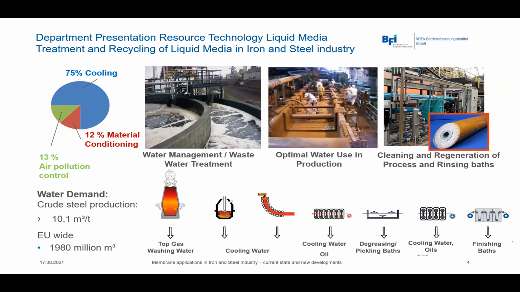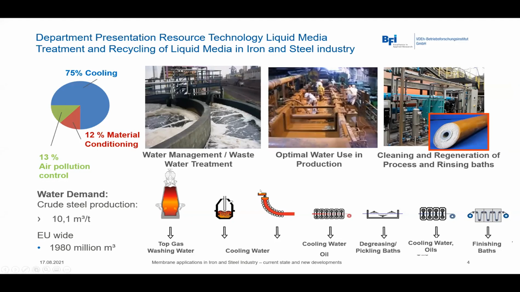And what you can see here is the line of water used in iron and steel production. So the main application is for cooling devices, about 75%, 12% for material cooling, and 13% for air cleaning. So if we take a look at the European steel production, we have a freshwater demand of about 2,000 million cubic meter of fresh water per year. So the question is where we need all this water.